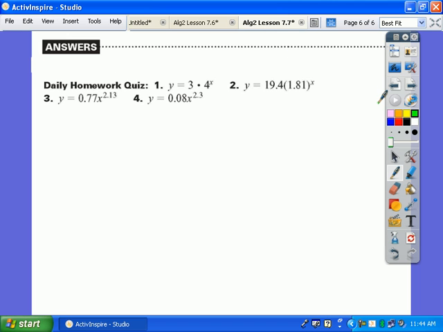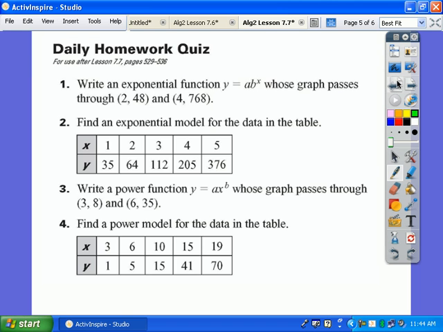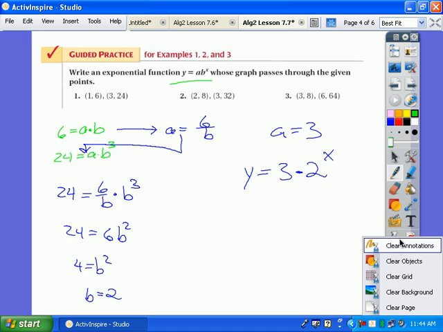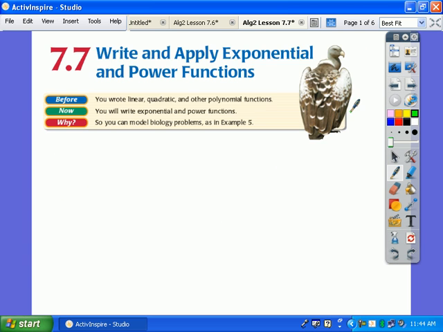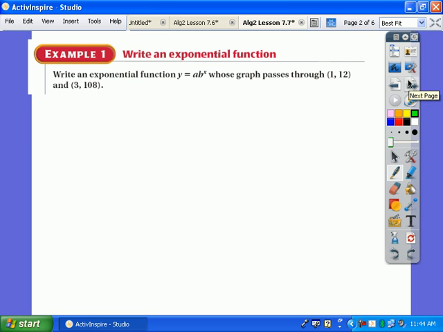Let me clear this off. And 7.7 is all about writing equations. Okay, so here we are, 7.7. We're writing equations. And these are specifically, I'm going to emphasize, exponential equations. Okay. So we're going to write exponential equations.